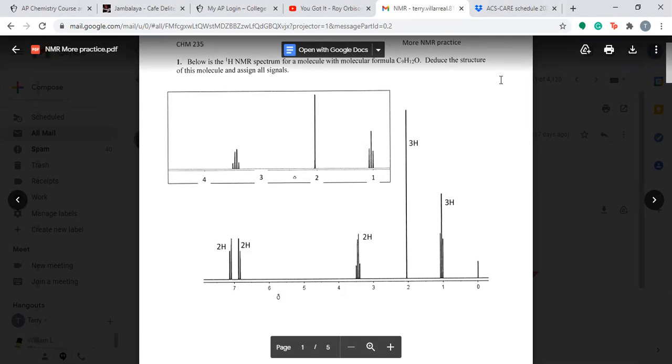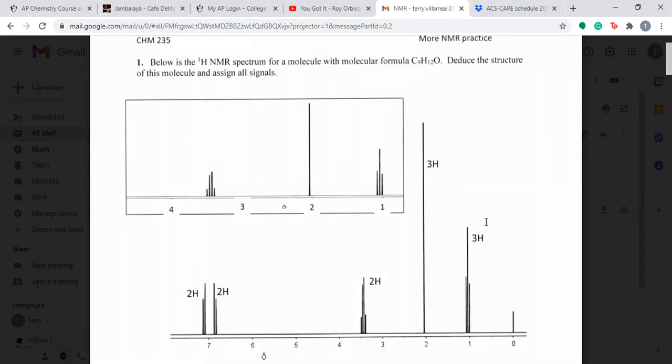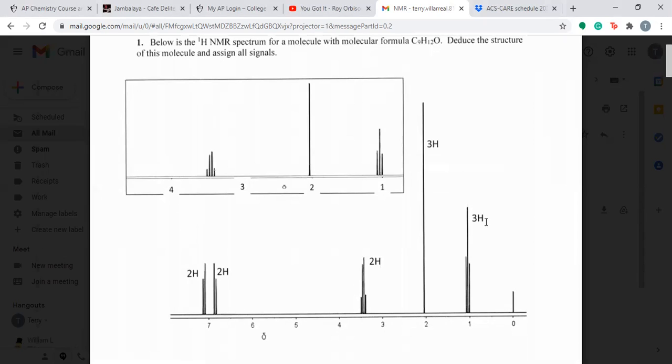Morgan, what's my degrees of unsaturation for this one? Is it 4? Yep. So what should I think I have? A benzene ring. Yes. Okay. Now, where do I look in my NMR to see if that's true or not? Between what two values? 6 and 8. Do I have peaks between 6 and 8? Yes. And what type of benzene ring do I have? Parasubstituted. Yep. So I have a parasubstituted ring.